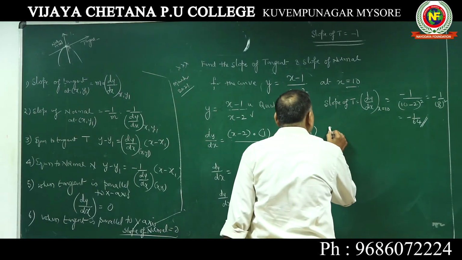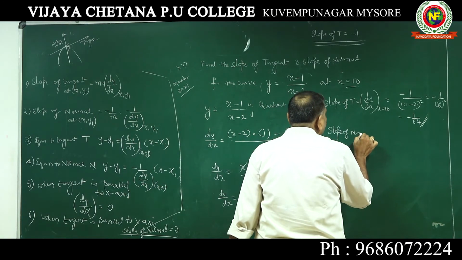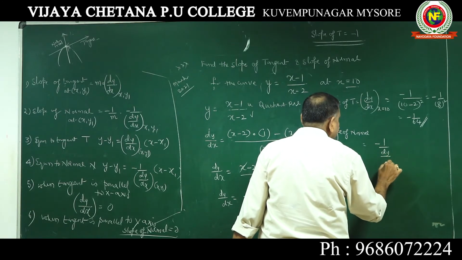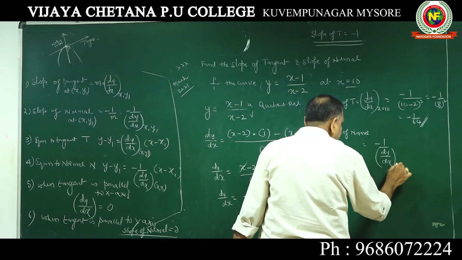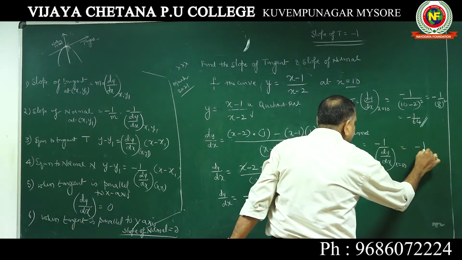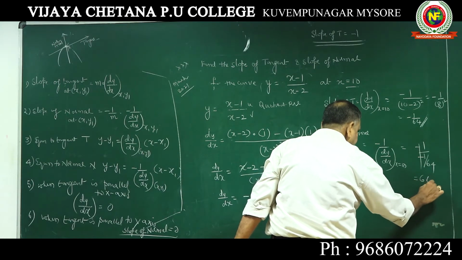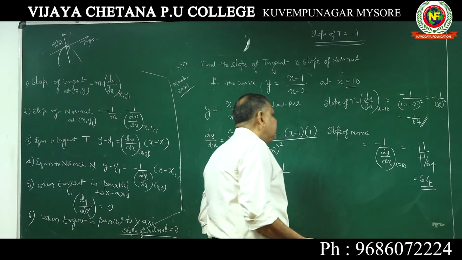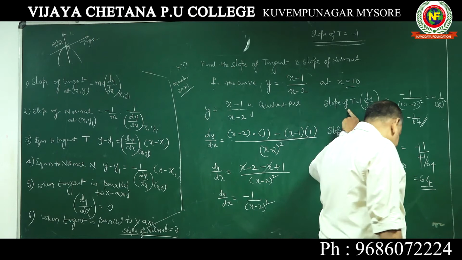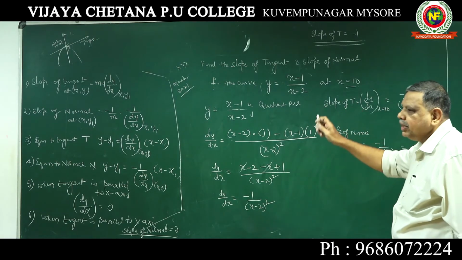And slope of normal is very important. Slope of normal also they have asked: minus 1 by dy by dx at x equal to 10. You have already found out dy by dx at x equal to 10, minus 1 by 64. So it is minus 1 by minus 1 by 64, minus cancels, it is 64. So here we should note slope of normal is 64, slope of tangent is minus 1 by 64. Very important problem for examination.